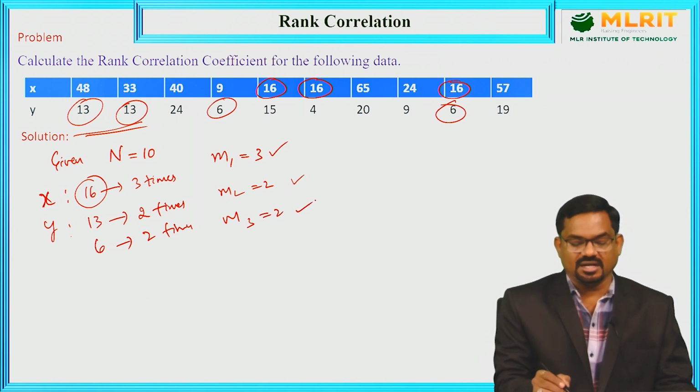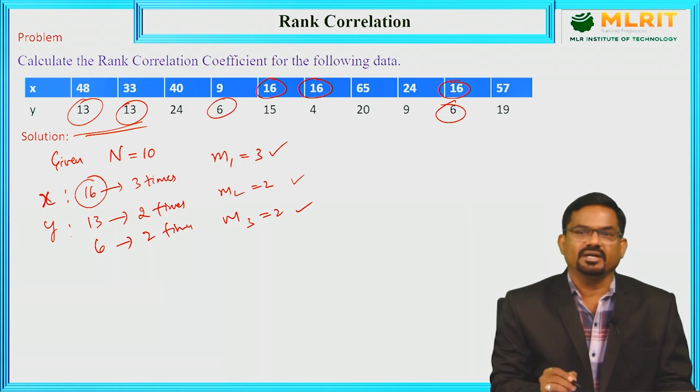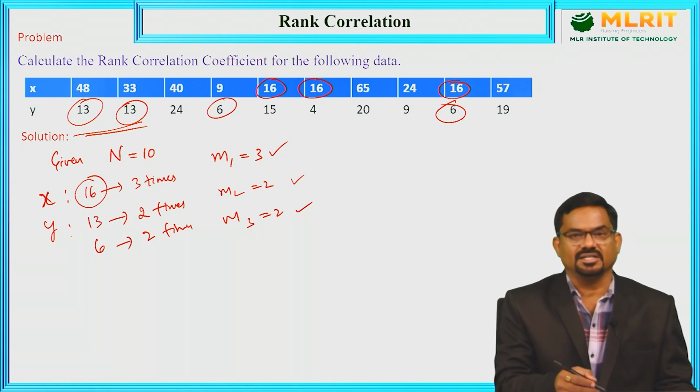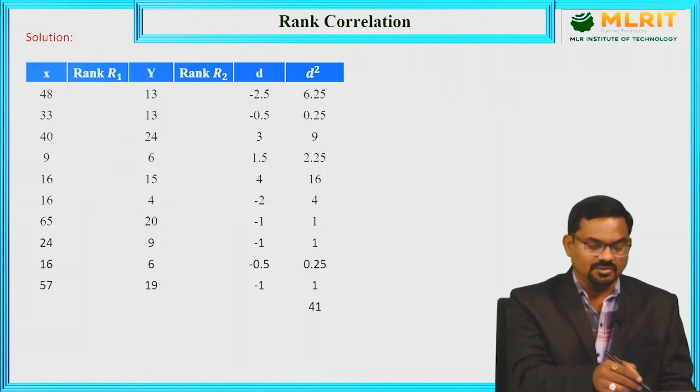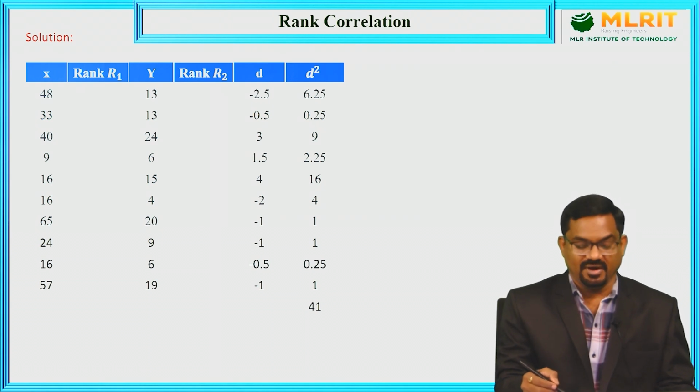And how do we assign the ranks? Just now we discussed, we have to assign the common rank to the repeated value. How do we get the common rank? By finding the average rank of the repeated values. Now let us construct a table to assign the ranks and find the required values.